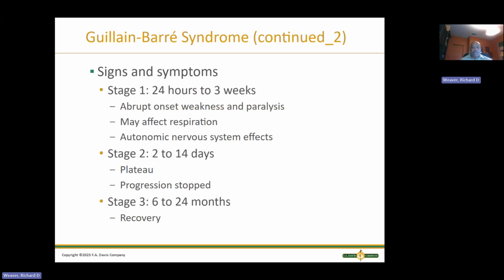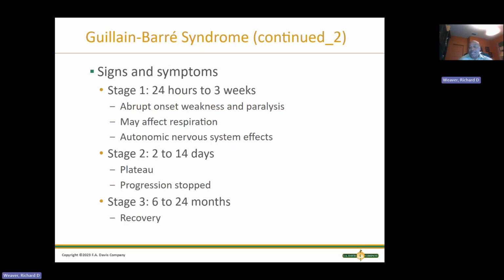Now, the signs and symptoms are divided into three different stages. The first stage is the onset of symptoms. This stage starts with an onset of symptoms and lasts until the progression of the symptoms stops. Now, this stage can last from 24 hours all the way to 3 weeks. It is characterized by being abrupt. It has a rapid onset of muscle weakness and paralysis with little or no muscle atrophy.